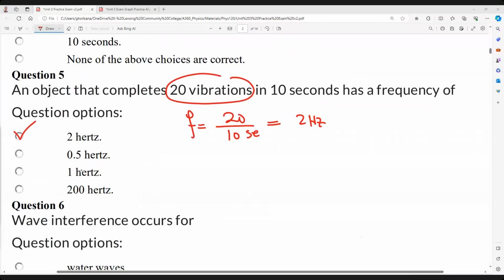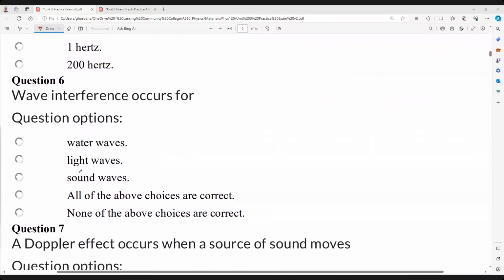So wave interference occurs in water waves, light waves, sound waves. Yes, it doesn't matter what kind of wave we have, a mechanical wave or an electromagnetic wave. We always follow the superposition law. So it means that the waves can cancel each other or they can add to each other. We can have constructive interference or destructive interference. Okay, so what is the right answer then? Okay, perfect, all of them.